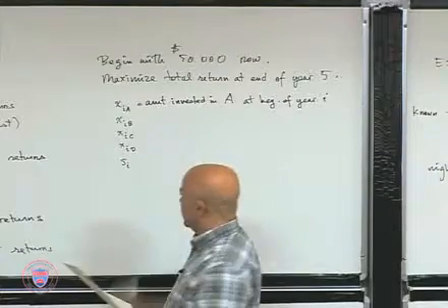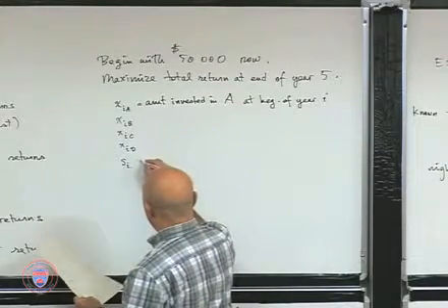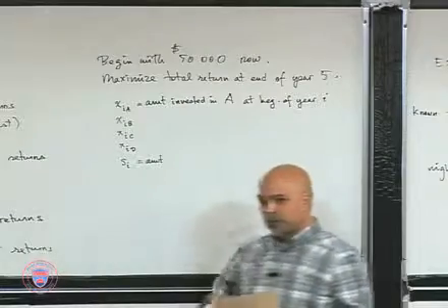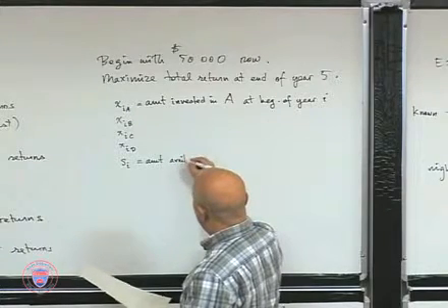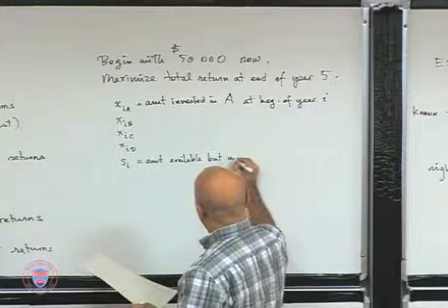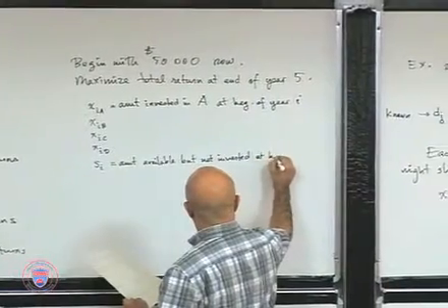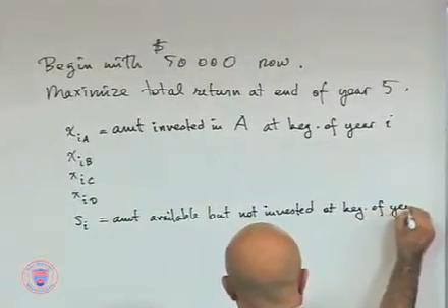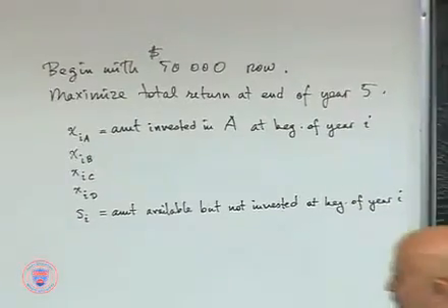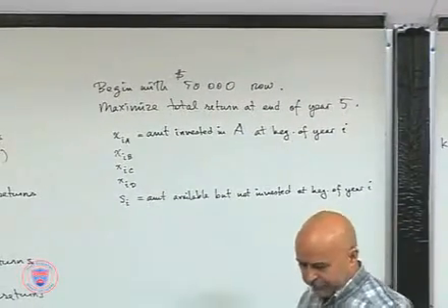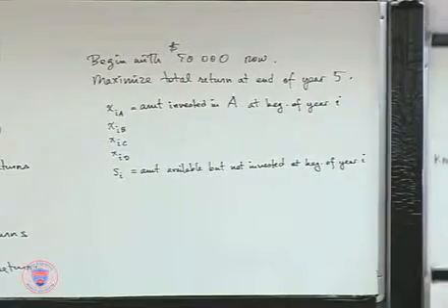Let me also define Si to be the amount of money not invested at the beginning of year i. The amount which is available but not invested. So this is the money you keep in your pocket rather than invest it. Okay, I've got too little space left here, so let me just continue on this side.